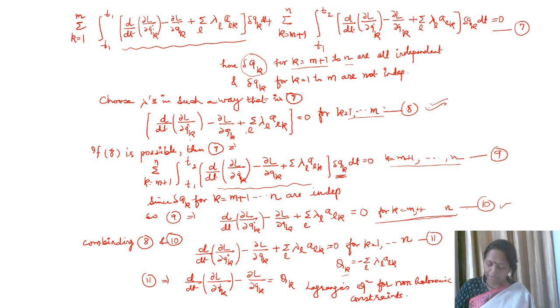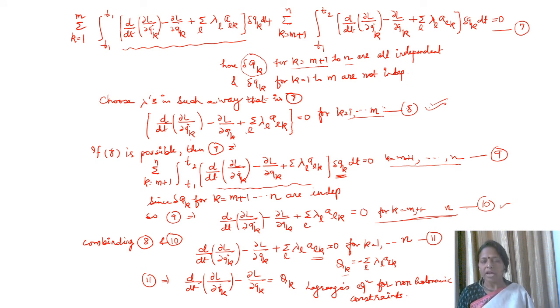So what is our purpose? Our purpose is to find these a_lk. These a_lk are determined with the help of given constraints. We put these a_lk and then try to find lambdas. Once lambdas are found, we use lambdas and a_lk in these equations, and then by solving them, we can solve the dynamical system.